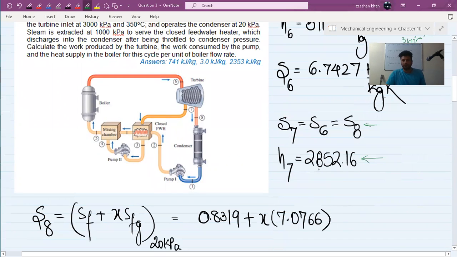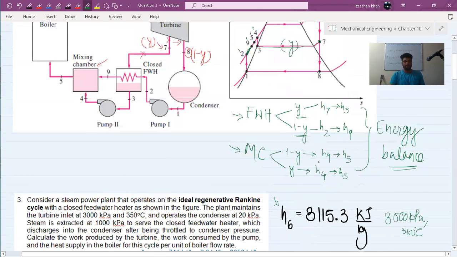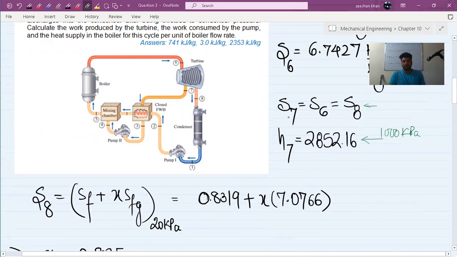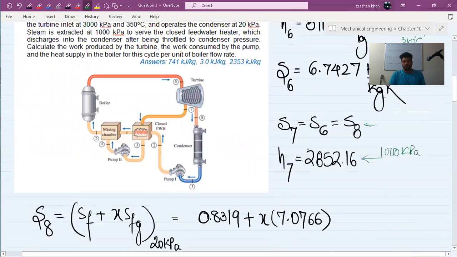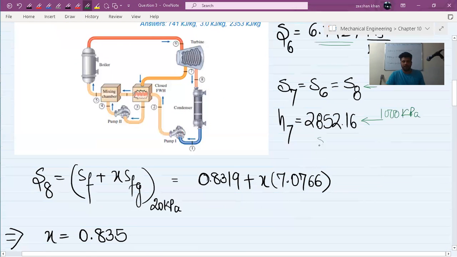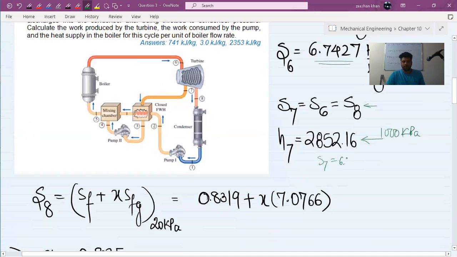Why have I chosen H7? Why is H7 equal to this much? This is from the table of 1000 kilopascals of pressure, and when the entropy is equal to 6.7427, you have to apply interpolation again. So when the entropy is equal to 6.7427, you have to use interpolation to get the value of enthalpy at this pressure. So H7 comes from there.